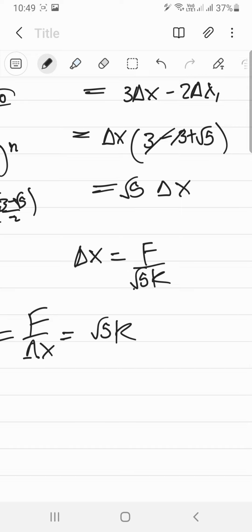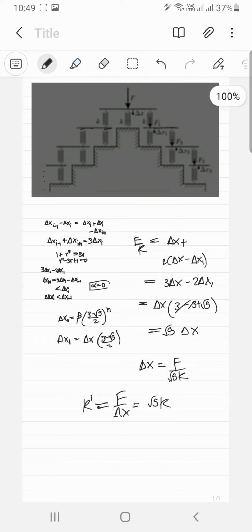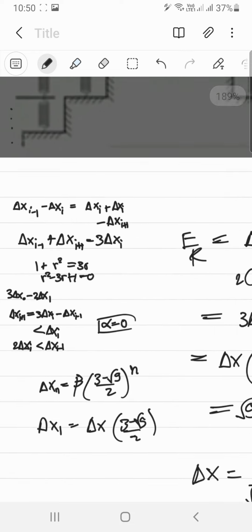Now we can do f upon delta x, which is our k dash, and that will be square root 5k. So once again, let's just check what we did, because I always make mistakes all the time.